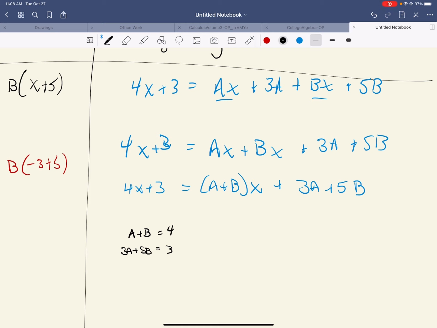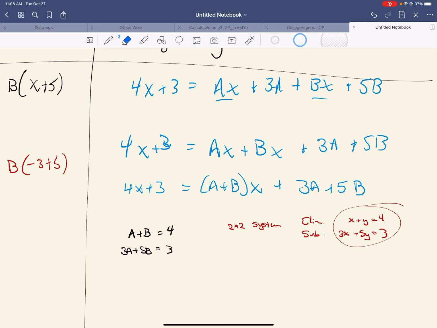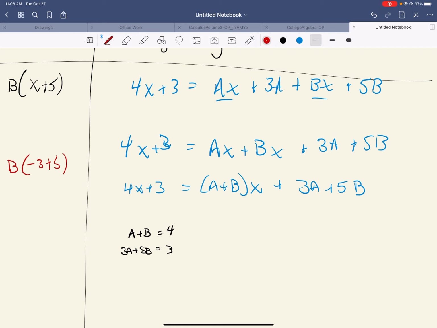All right. The cool thing about this then is, and I'm going to write a little bit and erase, this is a 2 by 2 system. And so we can use elimination or substitution to actually solve this system. This system is the same as a plus b equals 4 and 3a plus 5b equals 3. And you've done things like this already. So 2 by 2 systems, we know how to solve them.